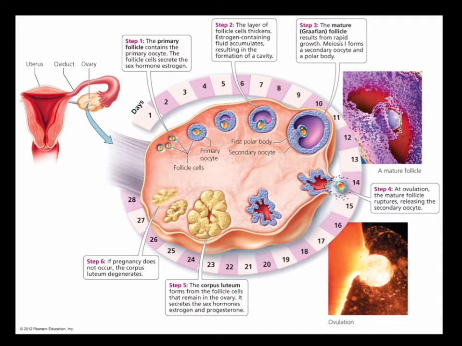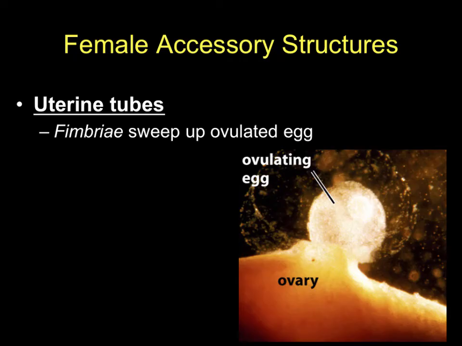Now eventually that follicle is going to start to degrade, or the corpus luteum is going to start to degrade. And so by the time we get out here to day 28, the corpus luteum is degenerated, the progesterone and estrogen levels have dropped, and because of that the endometrial lining is being shed from the uterus, and that's what initiates menstruation. Okay, so that's kind of the end of that month's 28-day cycle.